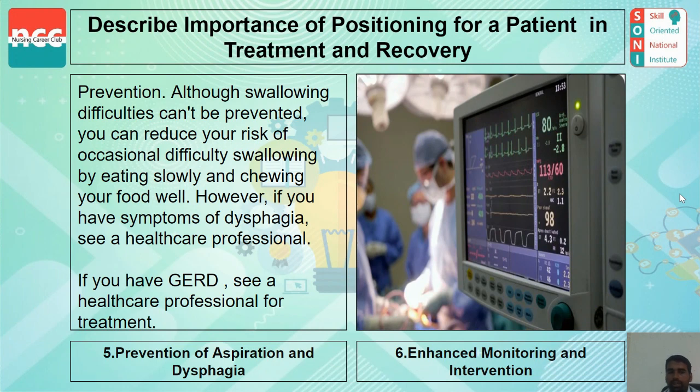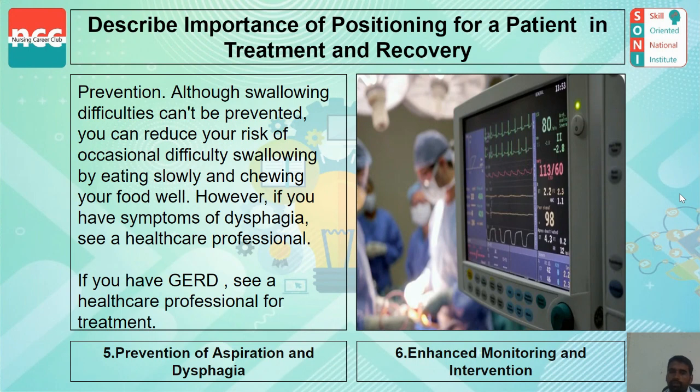Prevention of aspiration and dysphagia. Although swallowing difficulties can't be prevented, you can reduce your risk of occasional difficulty swallowing by eating slowly and chewing your food well. Now, how can you prevent aspiration? If you are chewing your food many times and slowly, then it can be helpful in the prevention of aspiration.